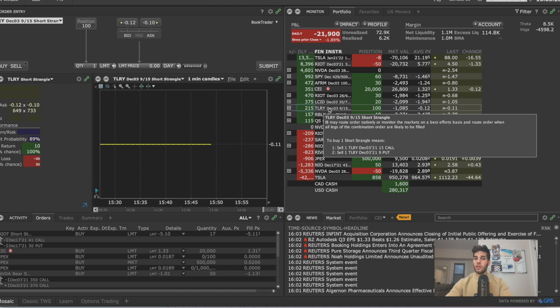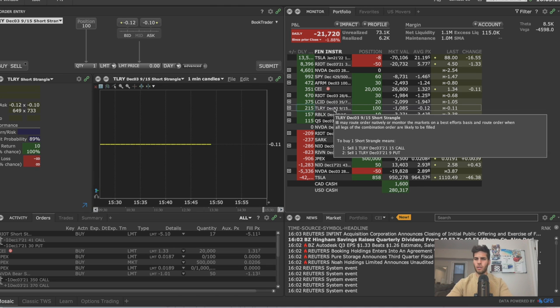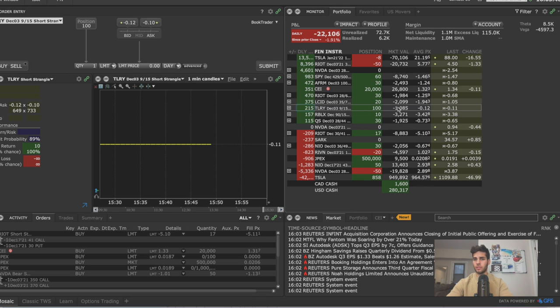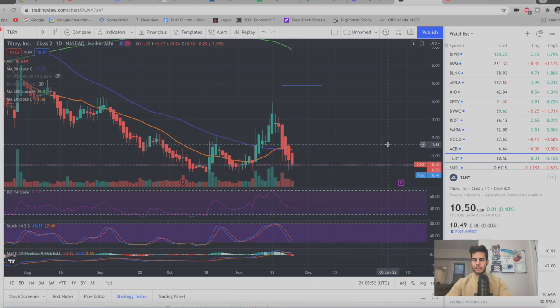Another trade we put on yesterday was on Tilray. Once it sold off to about the $10 level, we put on 100 contracts with a short strangle, selling the 9 put and the 15 strike call. And we collected a total of $1,200 US for this trade, expiring in about a week and a half. Tilray here is about flat on the day, $10.50.